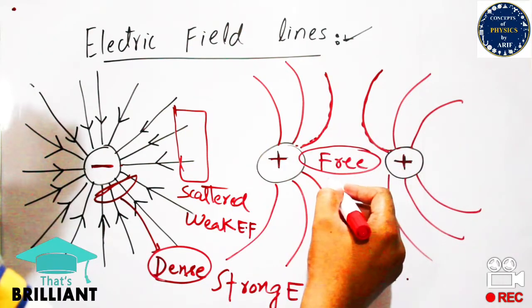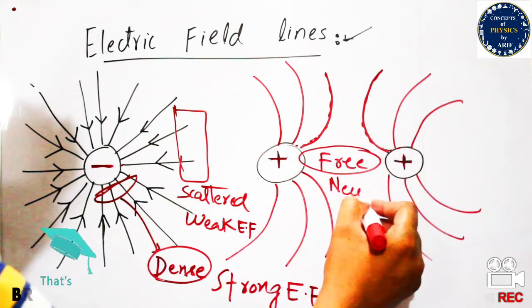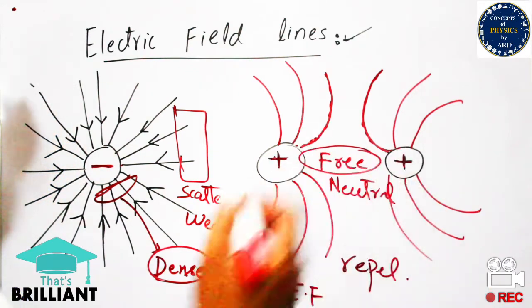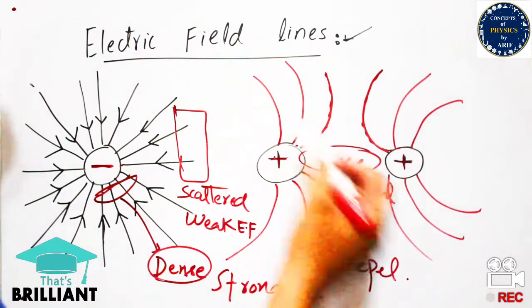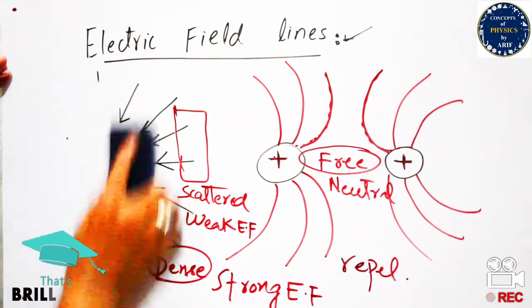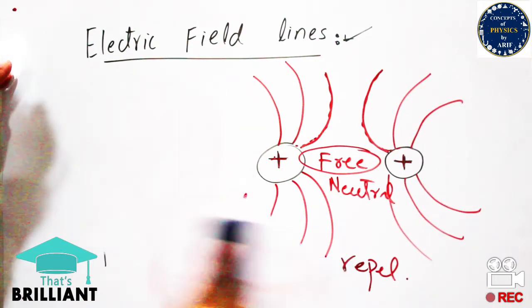So this region is known as the free region, neutral region, or free space, because in this region no electric field lines are present. These two are positive charges, or similar charges, and their electric field lines repel each other and do not cross each other.